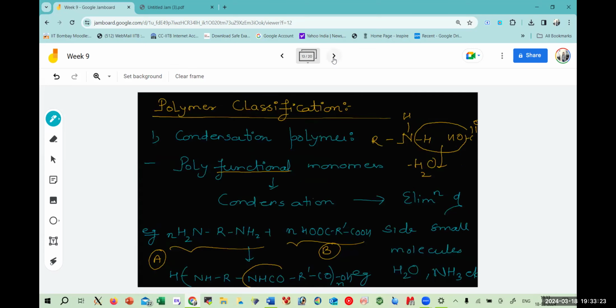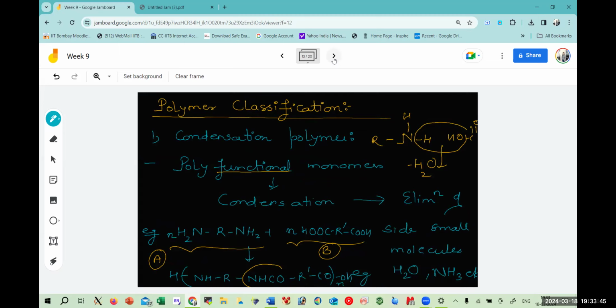Further, we saw how we can classify our polymers. These are basically the classifications of polymers into different groups. Firstly, we talked about their physical properties, where we got thermoplastics and elastomers and so forth. Secondly, we saw classification based on their density. And now we are talking about the process that they undergo.